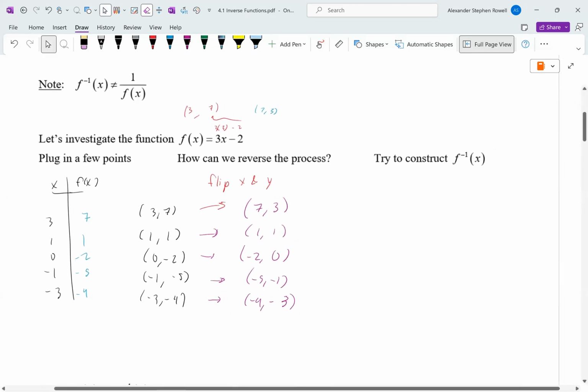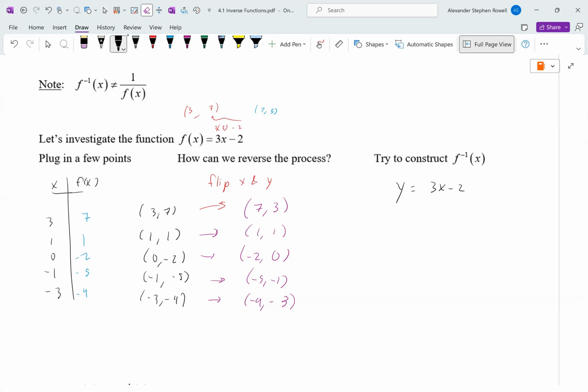So if we try to construct the inverse of this function, it looks like 3x minus 2, but if I flip the x and y coordinates, it looks like x is equal to 3y minus 2. Does that look familiar? If I flip the x and y, it's the same as flipping the coordinates. So now I solve for y.